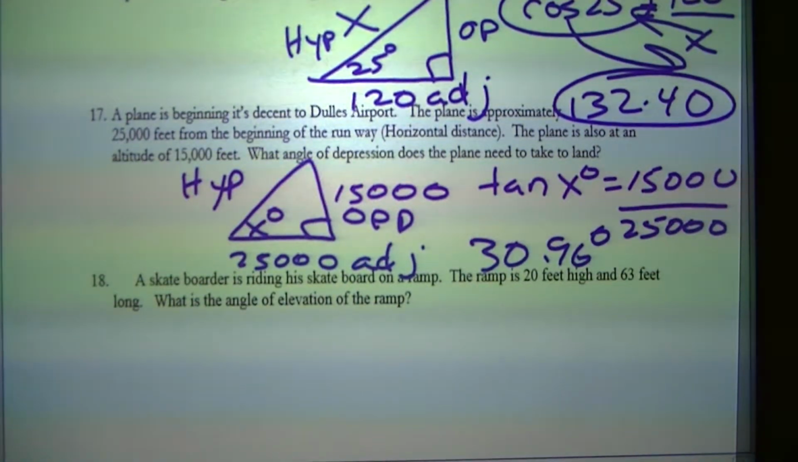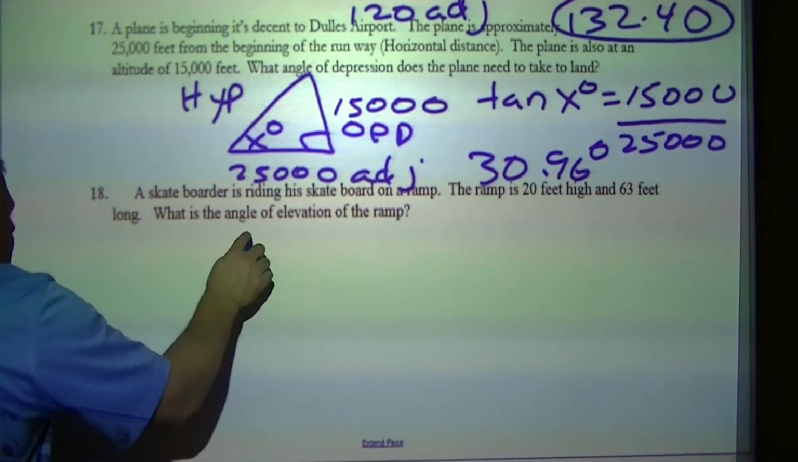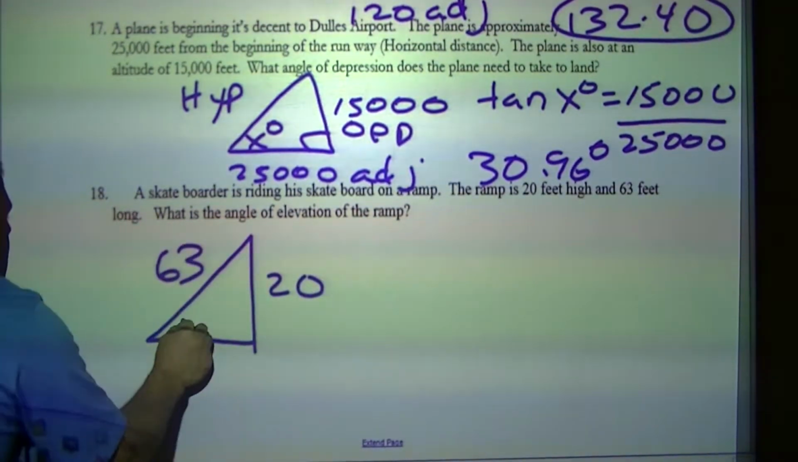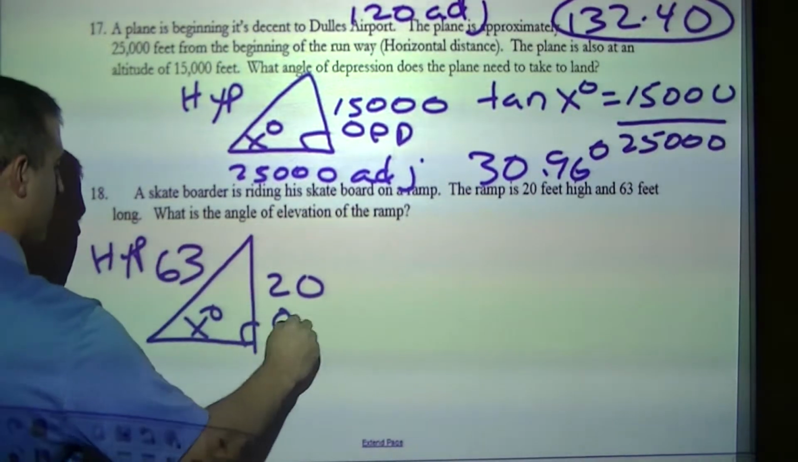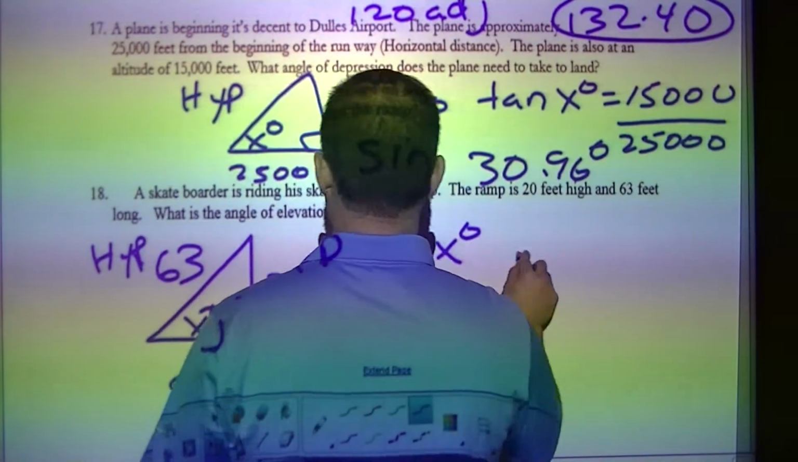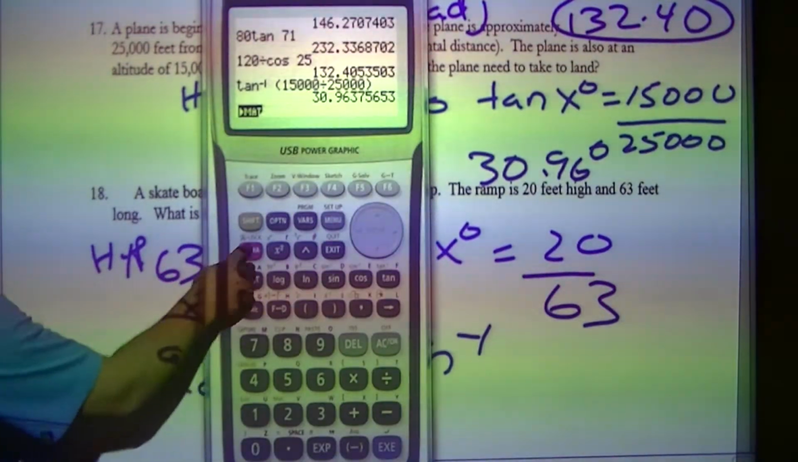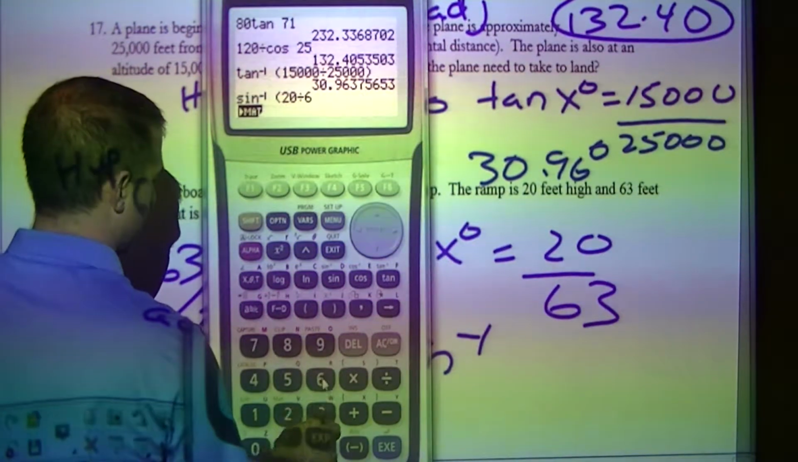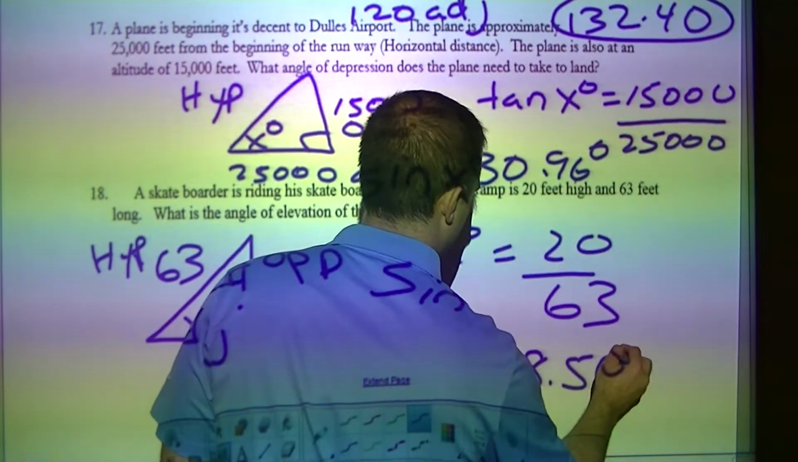Okay, a skateboarder is riding his skateboard on a ramp. The ramp is 20 feet high and 63 feet long. What's the angle of elevation? So once again, height is opposite, and opposite and hypotenuse is sine. Sine of the angle is 20 over 63. So that's the inverse sine function: sine inverse of 20 divided by 63. So 18.5 degrees. Pretty lousy ramp, to be honest.